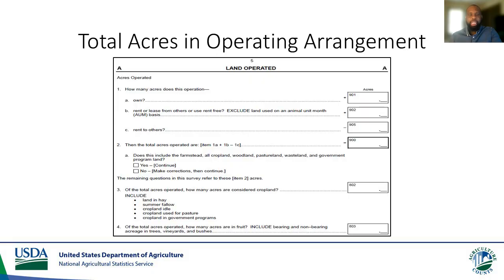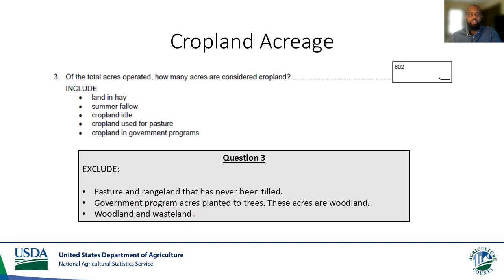Section A asks about the land operated. Question 1 asks how many acres are owned, rented from, and rented to others. Question 2 gets into the total acres operated for this operation. You want to add owned and rented from acreage and subtract rented to acreage. This must properly sum up. So question 2A confirms that the above number contains all acreage, excluding AUM acreage. The last two questions for this section will be the acreage amounts referred to in the subsequent section.